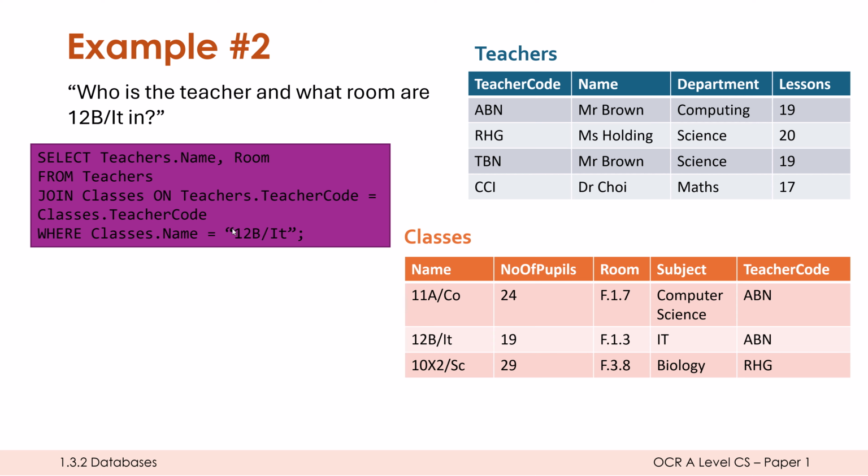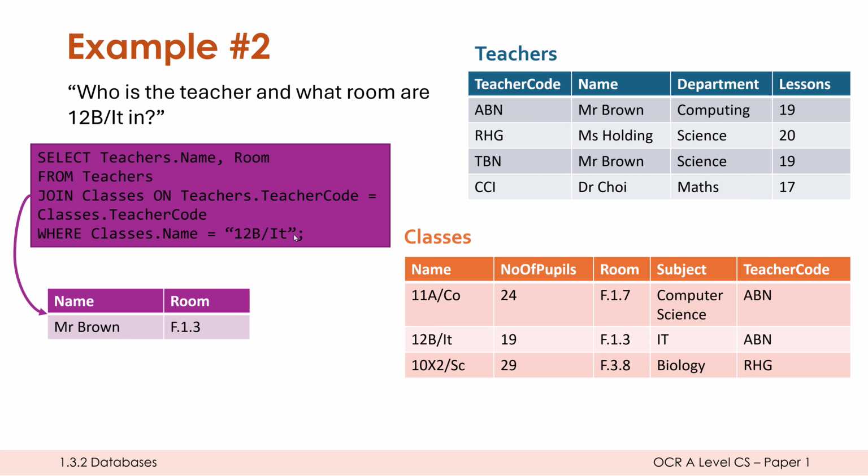That's a string, therefore I've got to have quotation marks. That should give me a very simple table, just one record, which is Mr. Brown, me, in F13. So that's how we use join in SQL.